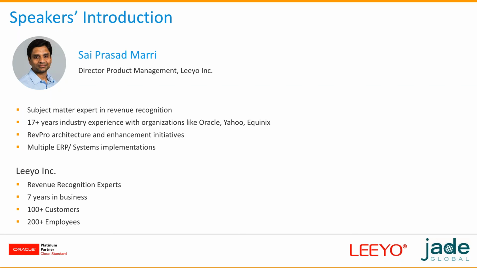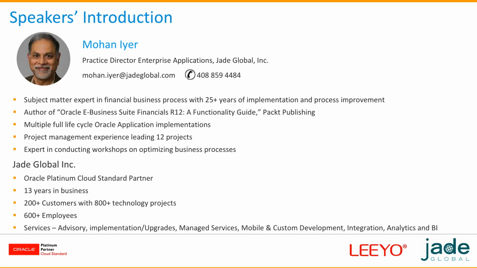Prior to Leo, he has spent over 17 years in ERP implementations and development at firms such as Oracle, Yahoo, and Equinix. Mohan leads the finance practice in the Enterprise Application Group at Jade Global and has been working with Oracle applications since the early 90s. He has an accounting major and has led multiple implementations for various EBS versions in upgrades and new implementations. His focus is business process assessments, improvements, and end-to-end process automation. Mohan has been working closely in the past few years with accounting and revenue groups to assimilate and help redesign processes to ease the complexity in revenue recognition tasks.